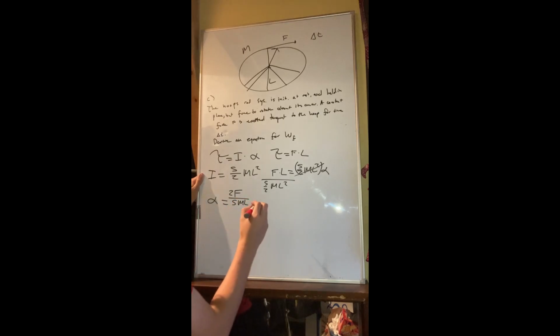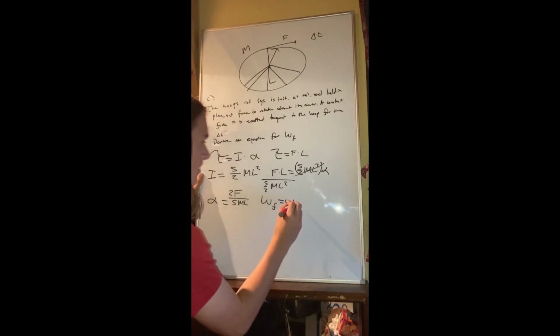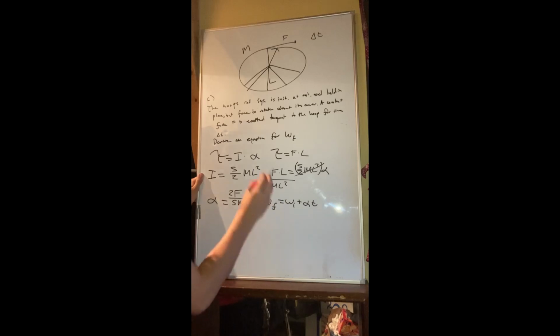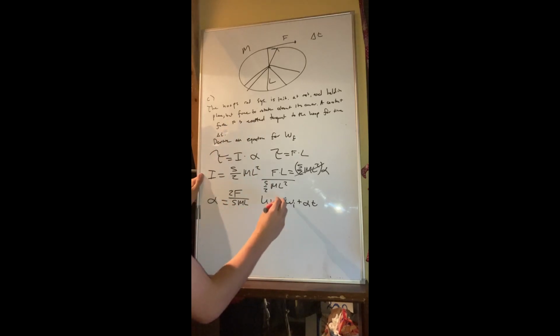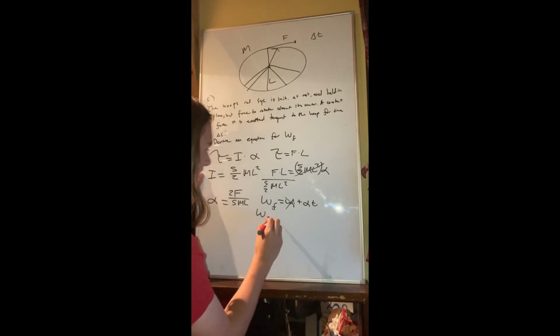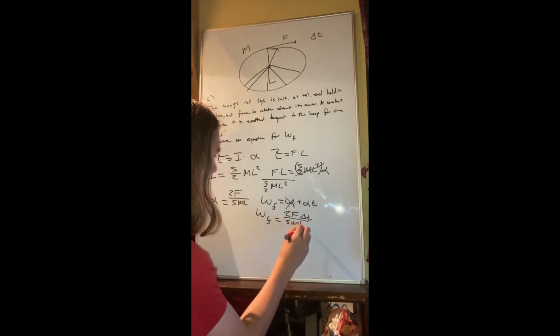Now we know from our kinematic equations that omega final equals omega initial plus alpha t. Omega initial is going to be 0 because it starts at rest, and t is going to be delta t. So we find that omega f equals 2F delta t over 5ml.